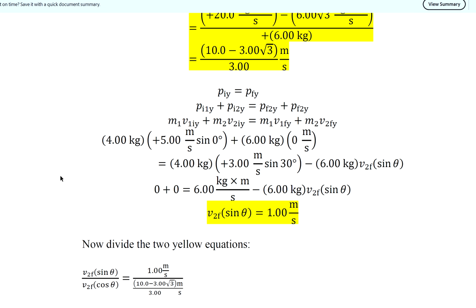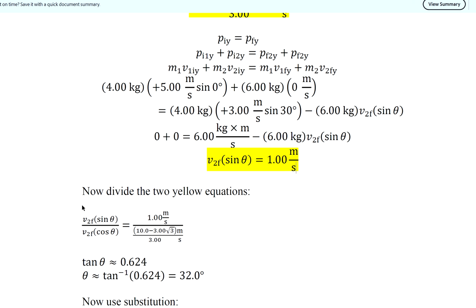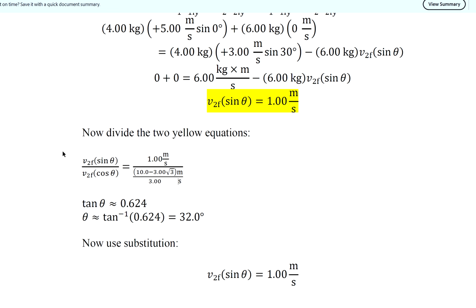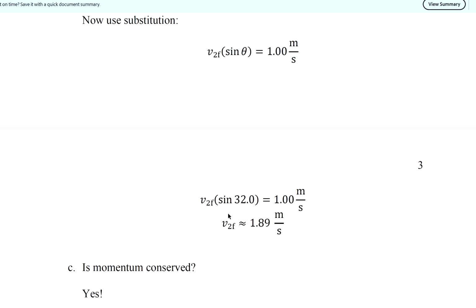So now I'm going to divide these 2 yellow equations here. So I'm going to get this over this. So the left-hand side is tangent of theta. The right-hand side is actually a numerical value. Solving for theta, I get 32 degrees. And I'm going to use substitution. Substitute back into one of the yellow equations. I get v2 final is 1.89 meters per second.